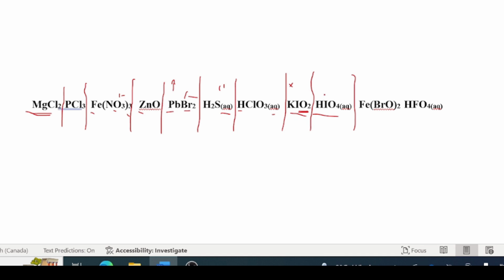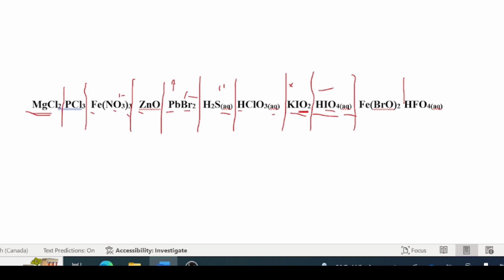What is this? Polyatomic. Is there a hydrogen there? It's aqueous. Must be an acid. What is the non-metal? It's iodine with 4 oxygens. So it becomes what? Periodic acid. And if you want to do it the other way, aqueous hydrogen periodate.